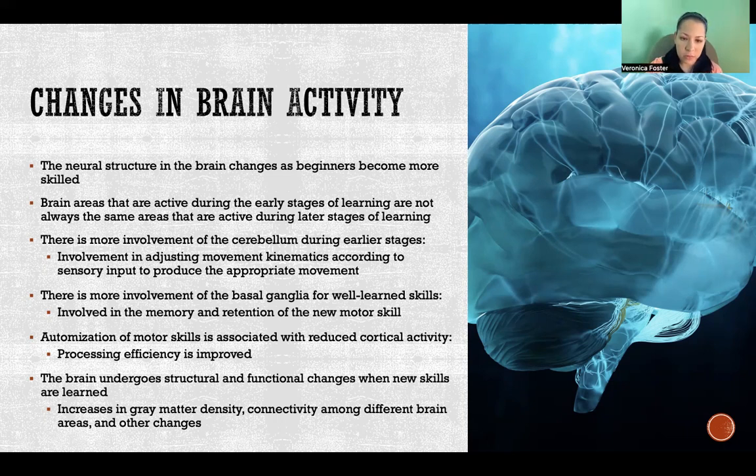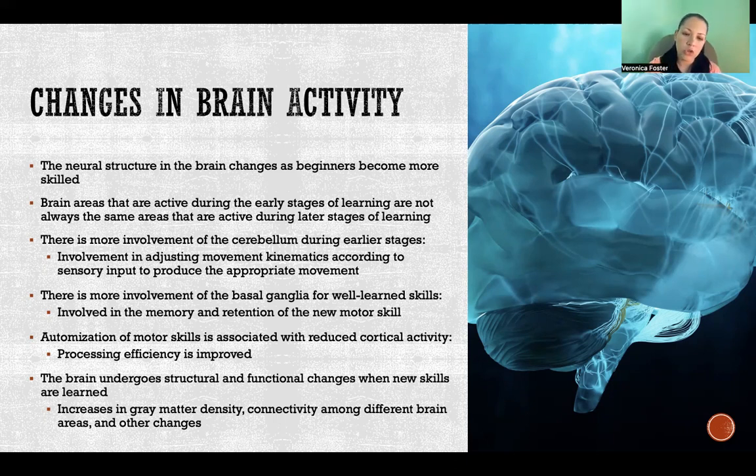Automation of motor skills is associated with reduced cortical activity. So our processing efficiency is improved. Okay, so the more automatic the movement becomes, the more we learn that movement, the less we have to cognitively think about it. And that's just another example of how efficiency is improved: we're spending less cortical activity on the movement compared to in early stages of learning.